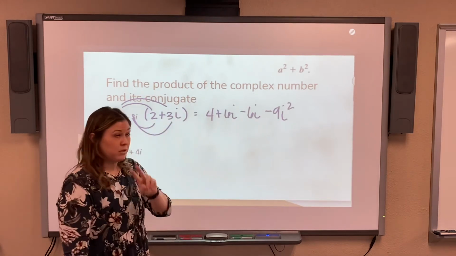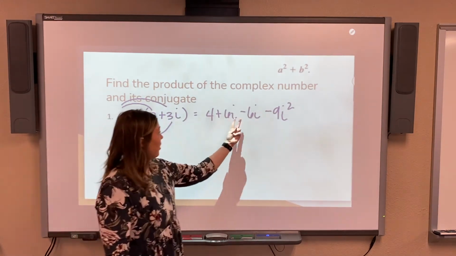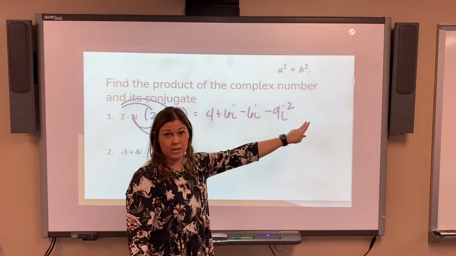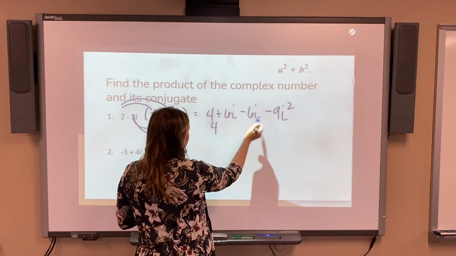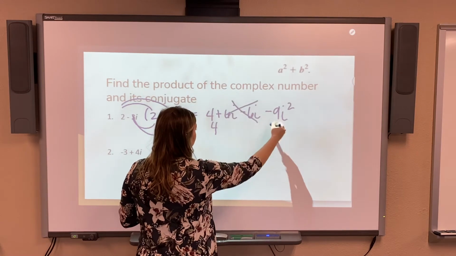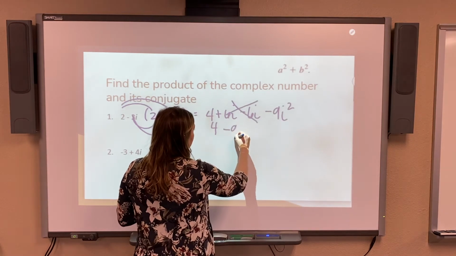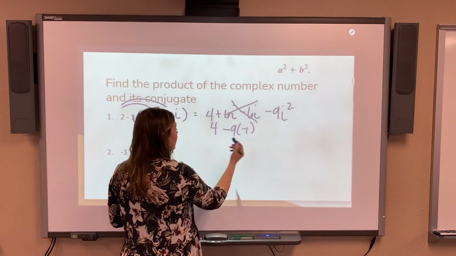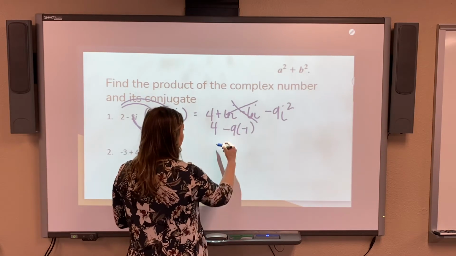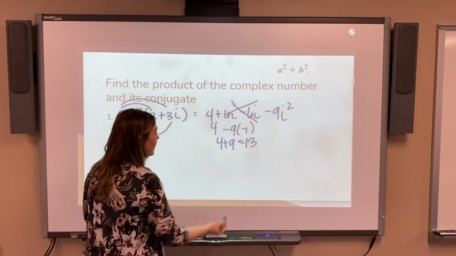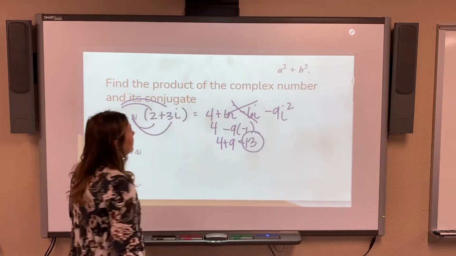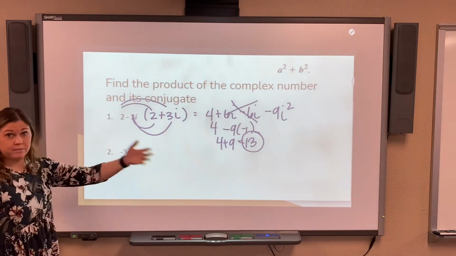Okay, so two things that we do: we combine our middle terms of our i's, and then we replace our i squared with a negative 1. So we have 4, and then negative 6i plus 6i, those cancel. And then we have a negative 9 times a negative 1. Well, negative 9 times negative 1 is a positive 9, so that would be 4 plus 9. That equals 13. Okay, so the product of the complex number and its conjugate would be 13.